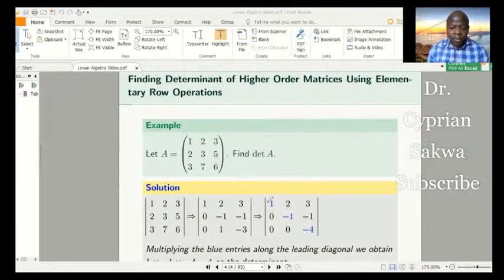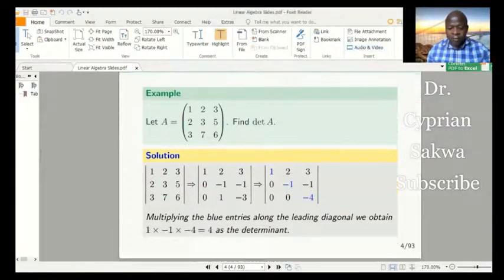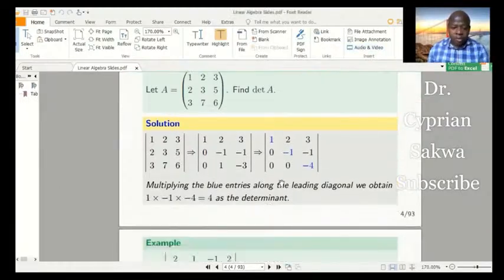You can see these elements, I've written them in blue. These are the elements along the diagonal that I want. If I multiply along that diagonal, what I get is the determinant of this matrix. So that's what I did. I took 1 times negative 1 times negative 4, and that gives me 4. So 4 is the determinant of this matrix. And this method will apply for any other square matrix.